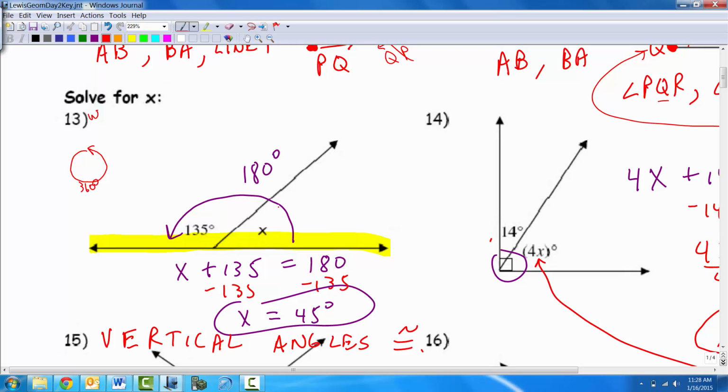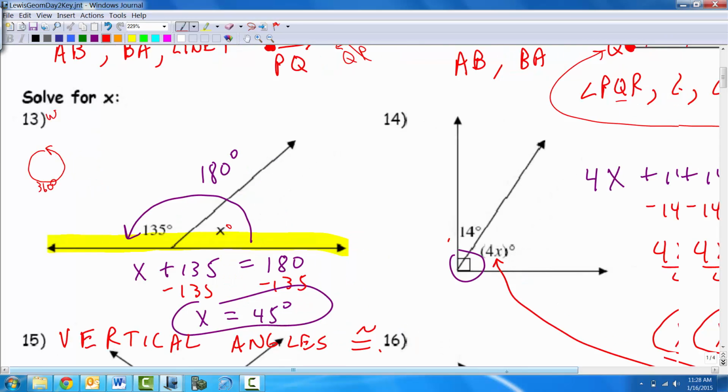So that's why I have this marked as 180 degrees, because this represents halfway around the world, or halfway around a full circle. This is called a straight angle. So that means these two angles should add up to 180. And that's what's true about this, and that's how you would solve for what's missing. All right, so that's one thing we need to understand.